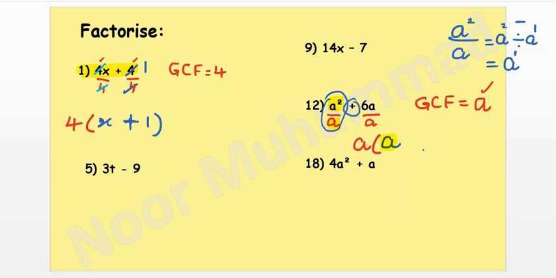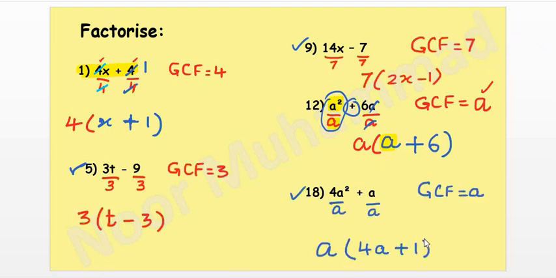The same sign that is between the terms will go here in the bracket, and then a will cancel. A divided by a is 1. That means 6 times 1 is 6. So this will be your answer. Now pause the video here and solve 5, 9 and 18 on your own. So here are all the answers for number 5, 9 and 18.